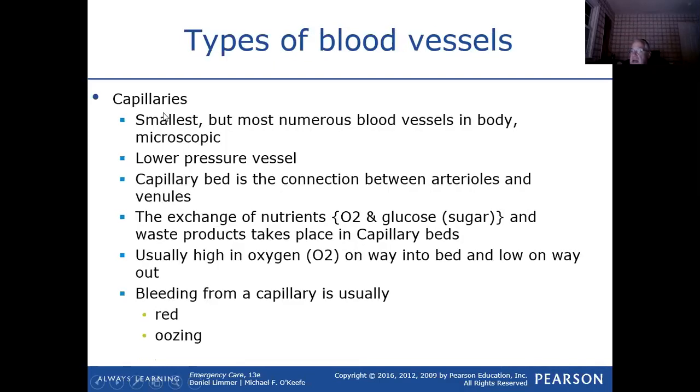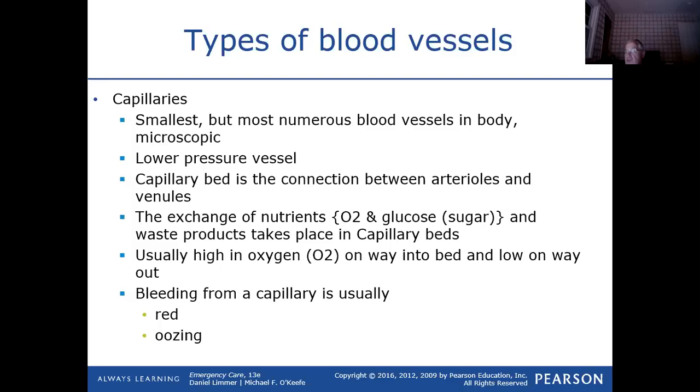Capillaries are the smallest but most numerous. I think they say there are something like 100 times more capillaries than every other blood vessel, so they're the most numerous blood vessels in the body. Microscopic means you cannot see them with your naked eye. You need a microscope. They're low pressure vessels because they take that high arterial pressure and bring it down to a safe pressure so that things can get into the cells. And remember, off of each artery there's not just a single capillary. It's called a capillary bed, which means it's a lot of little tiny connections where the different nutrients can leave the blood vessels and get into the cells.